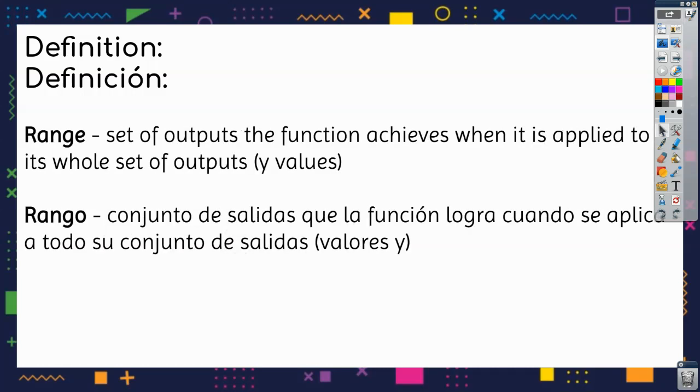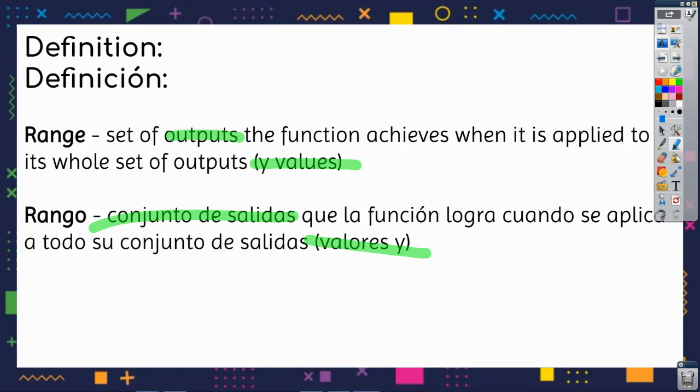Range. What does range mean? Well, if domain is the set of inputs, the X values, then my range is my set of outputs, my Y values. So, what goes in? Domain. What comes out? Range.